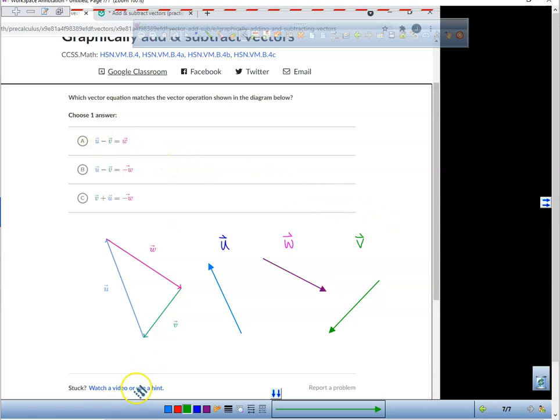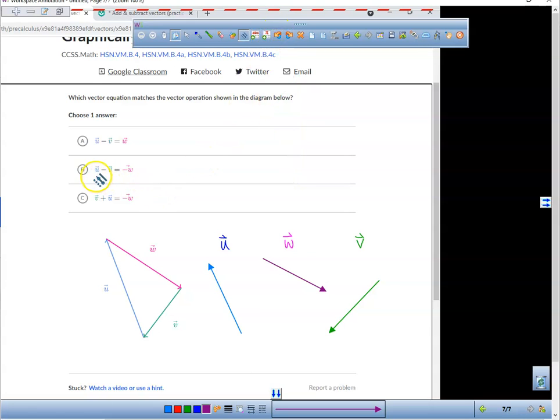U minus v. So let's take a look at u. U goes what? Right there. Now what does a minus v do? If a positive v goes down and to the left, what would be a negative v? Up and to the what? Up and to the right. And is that going to be equal to, is this equal to w? No, so I'm going to say that's not it.